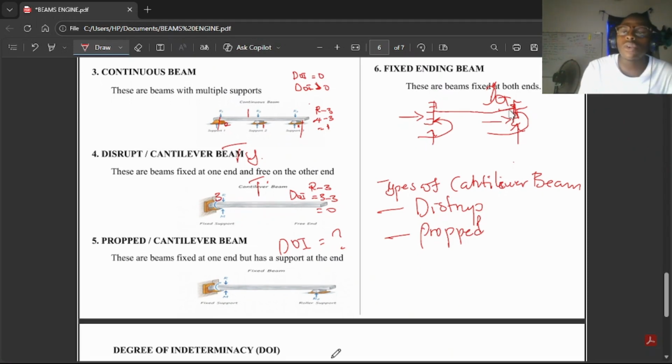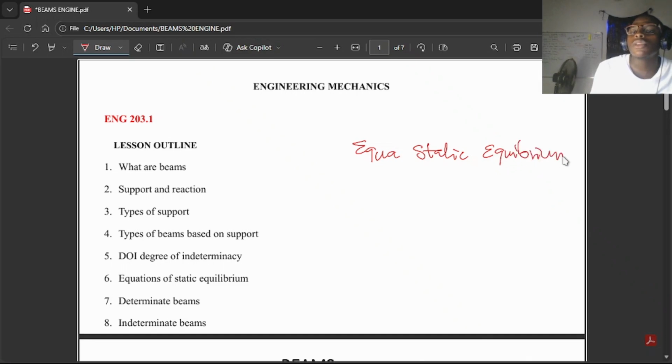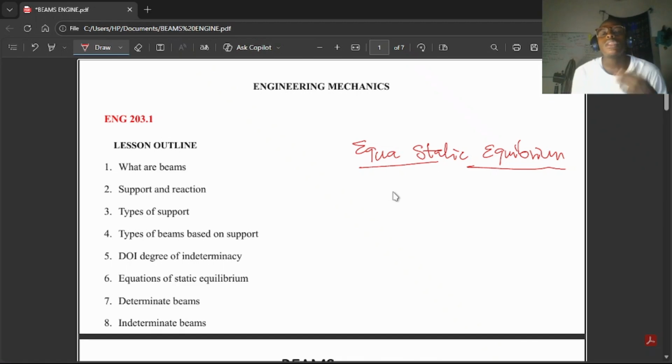Now, what's the next thing we need to consider? The next thing we need to consider is what we call the equation of static equilibrium. Let's take that down. Equation of static equilibrium. Now, static equilibrium equations are of three types. When you are asked to name the three static equilibrium equations, the first thing that should come to your mind is what they are, right?